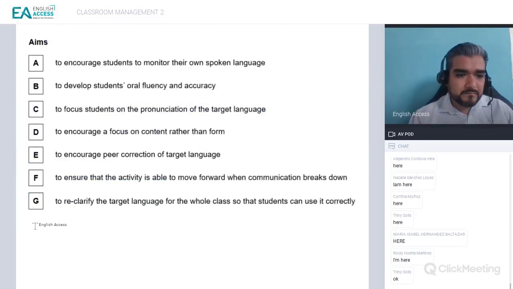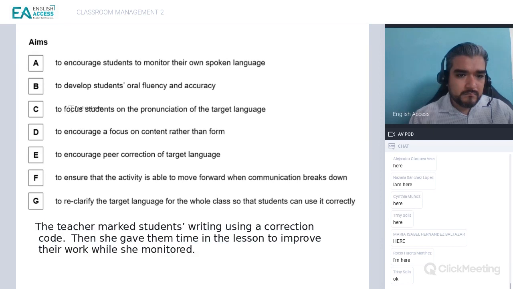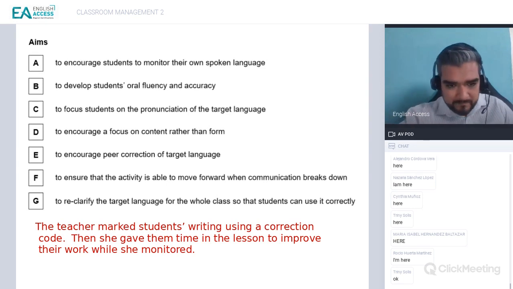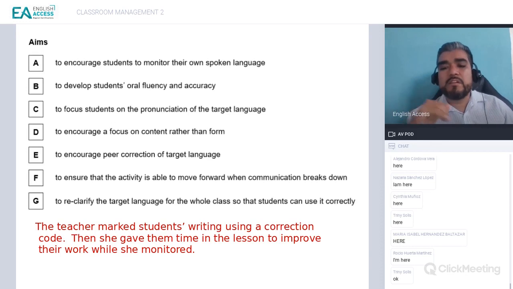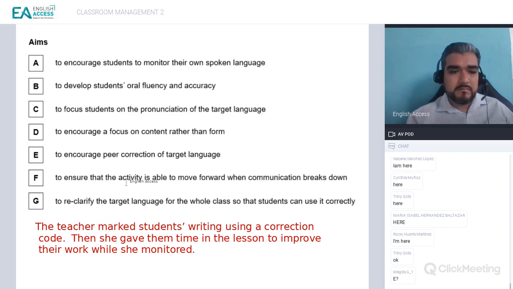I'm going to put it in red. There you go. So this is what the teacher did and what is the aim of this. Why did the teacher do that? The teacher marked the students' writing with a correction code, and then told the students, okay, you have some time, check your mistakes, improve your work, and she walked around and monitored. Why? What do you think?